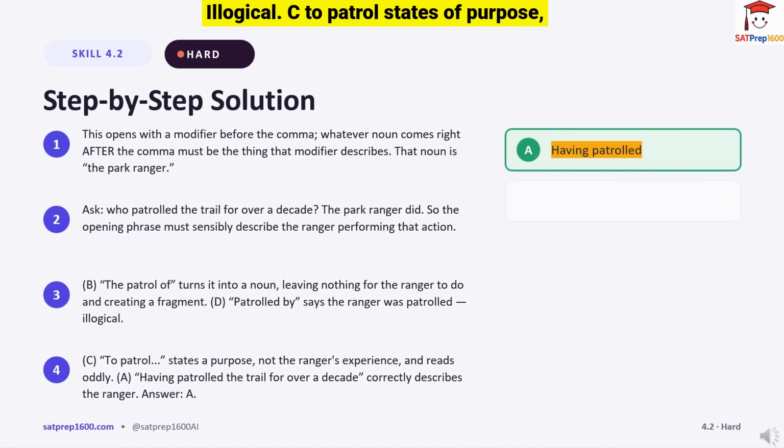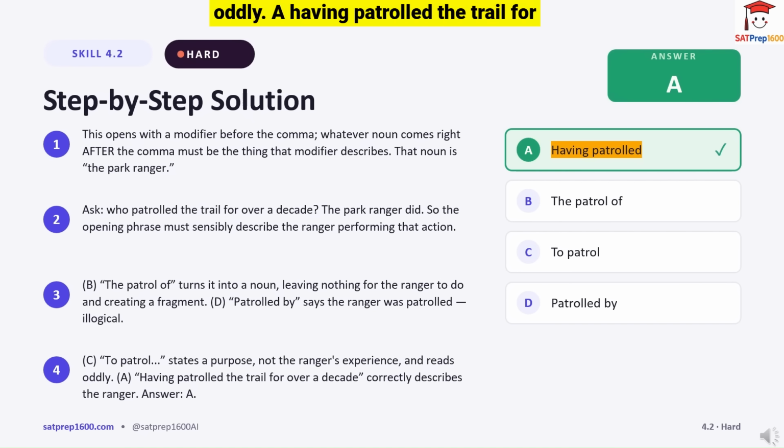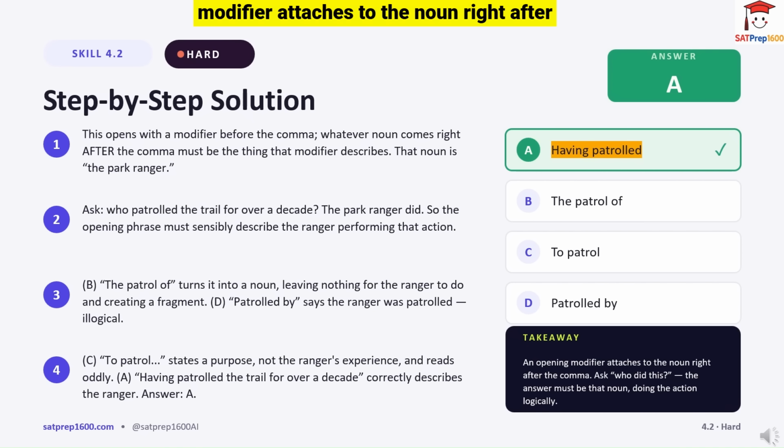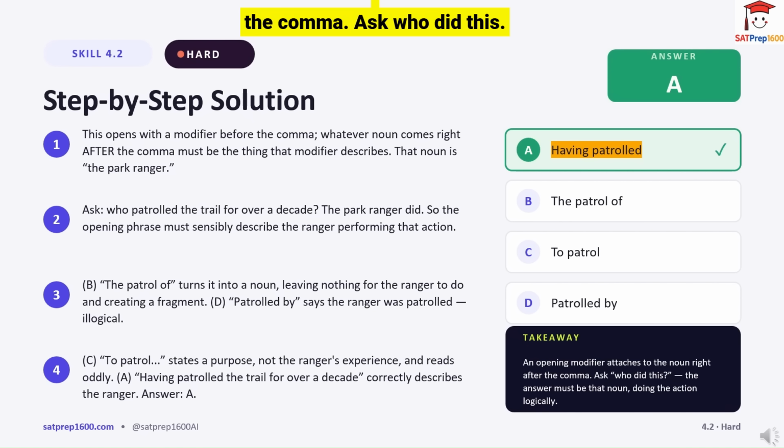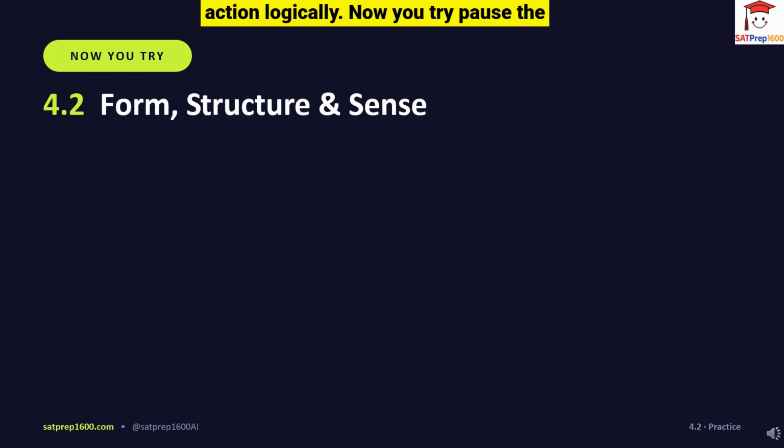C, to patrol, states a purpose, not the ranger's experience, and reads oddly. A. Having patrolled the trail for over a decade correctly describes a ranger. The answer is A. An opening modifier attaches to the noun right after the comma. Ask who did this. The answer must be that noun, doing the action logically. Now you try. Pause the video and work this form, structure, and sense question on your own.